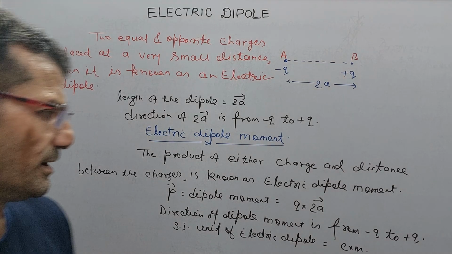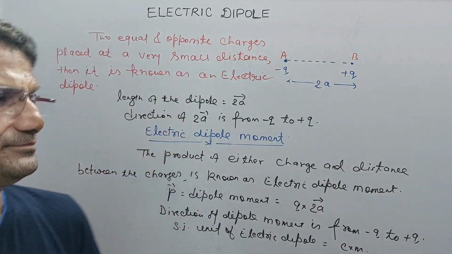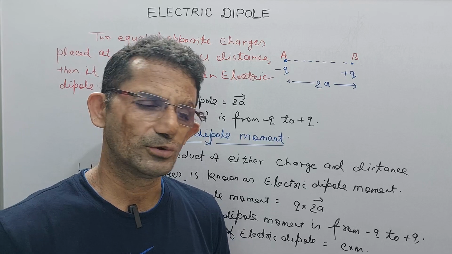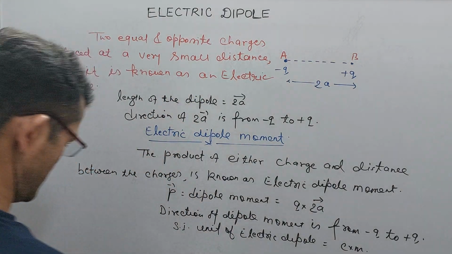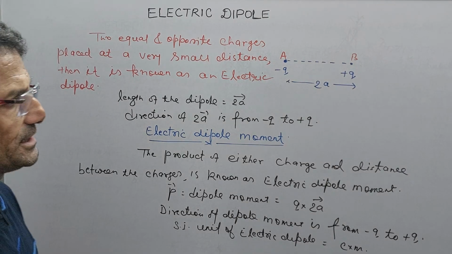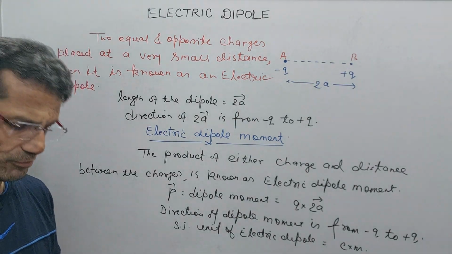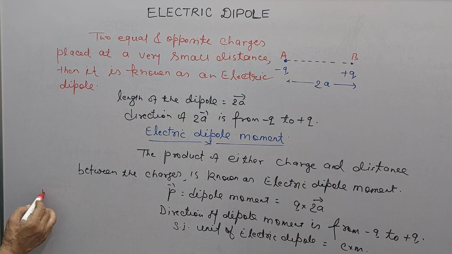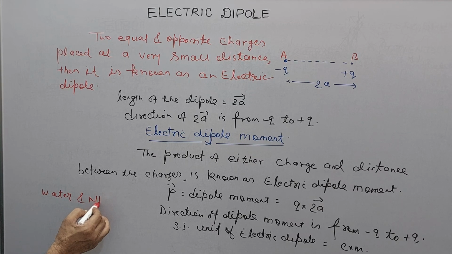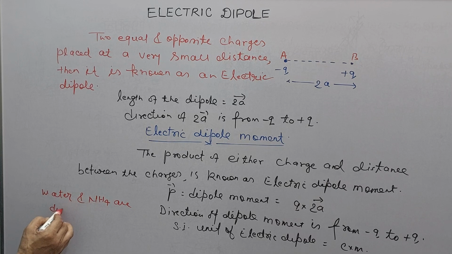There are many molecules that are dipoles, like water and ammonia. Nature has many dipole moments. Examples are water molecules and ammonia. There are many others. So what about the dipole of water and ammonia?